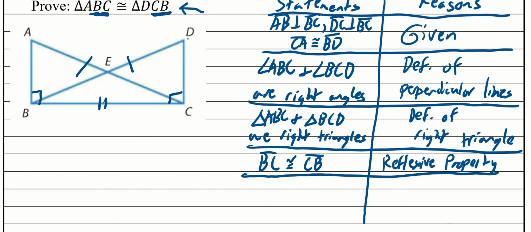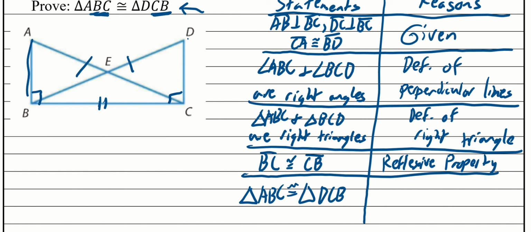I've answered those two questions. What do I know from my given? What do I know from my diagram? And in this case, I do have enough information to say my final statement. Triangle ABC is congruent to triangle DCB. Okay, I do have enough information to say that. And what is my reason here, or what am I going to put? What theorem does this match?